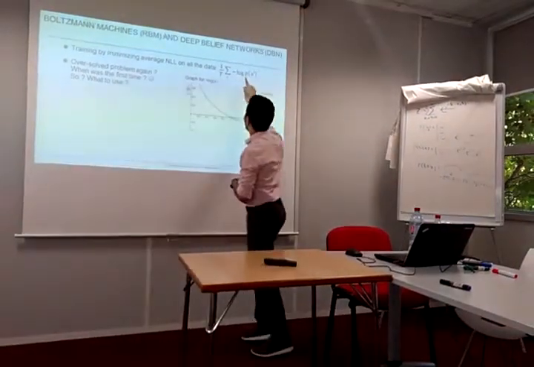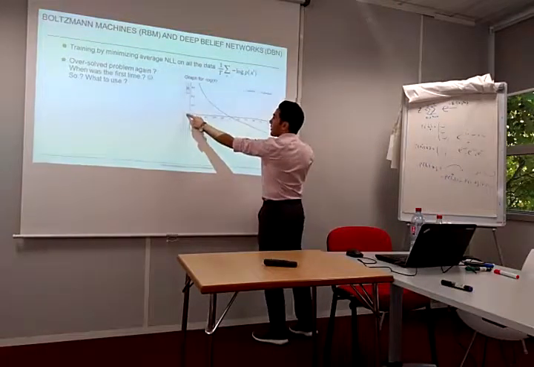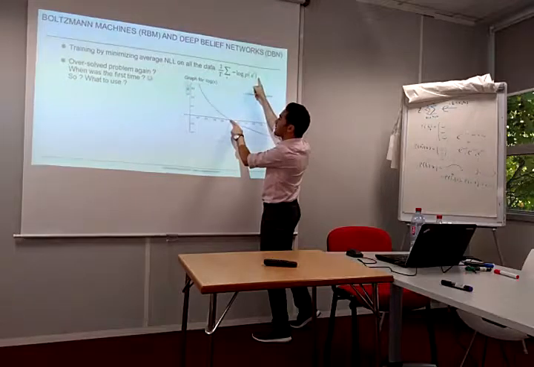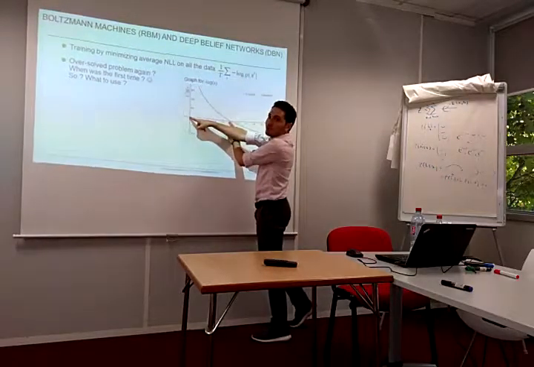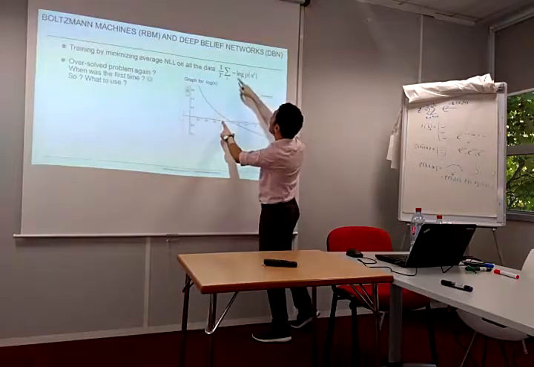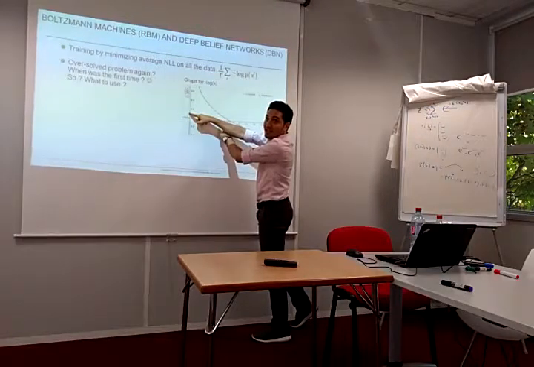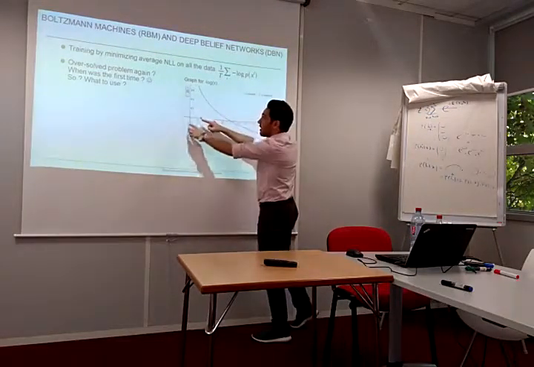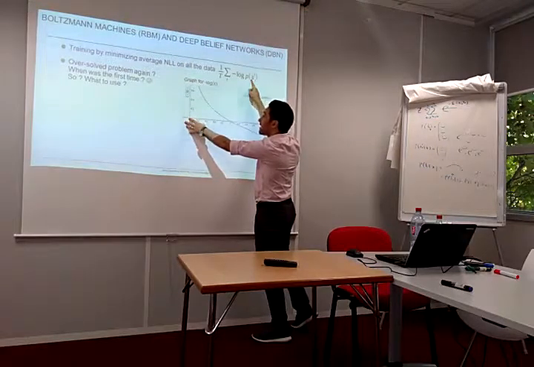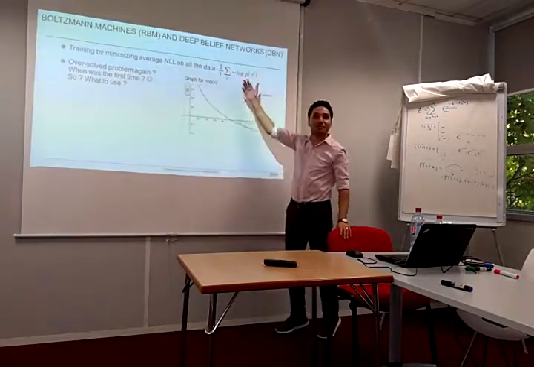So if P of x is 1, this axis is P of x. If P of x is 1, what is minus log P of x? It is 0. Perfect. If P of x is 0.5, what is minus log P of x? It is higher. If P of x, which was in the training data, is 0, the loss is infinity. Okay, this is a convenient metric.